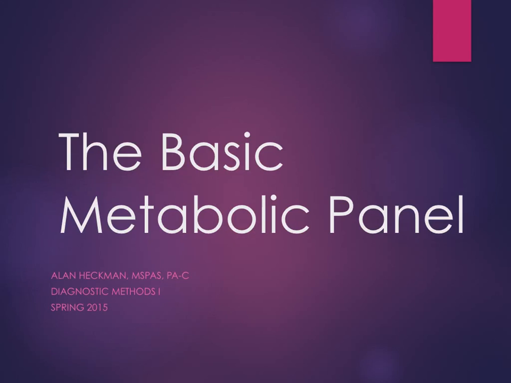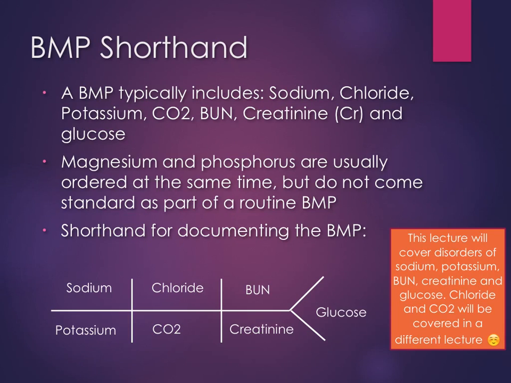Today we're going to be talking about the basic metabolic profile and a couple of other ancillary tests. A BMP, or basic metabolic profile, typically includes a sodium, chloride, potassium, CO2, BUN, creatinine, and a glucose.